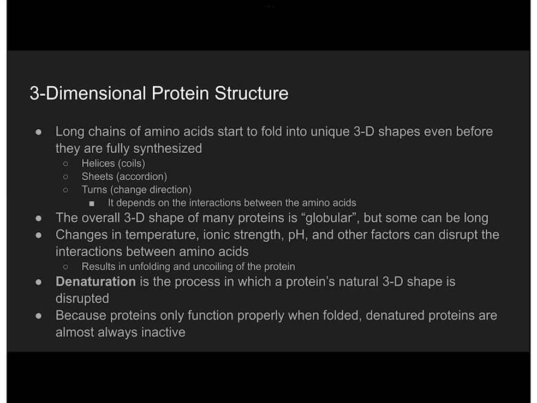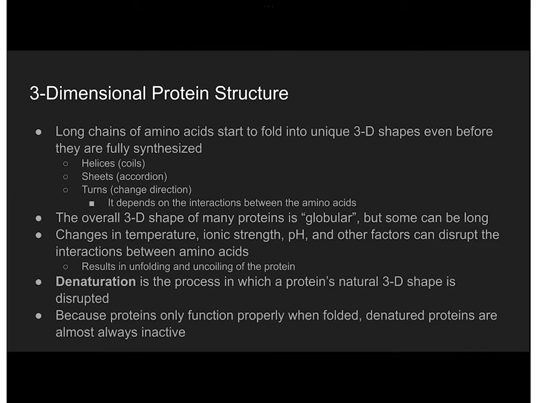Now, the shapes that they make, where and when, depends on the interaction between amino acids. And by interactions, I mean intermolecular forces, which we have talked about. Depends on what intermolecular forces are there. But the overall 3D shape of many proteins is what's called globular, but that just means that they're kind of an irregular sphere. So once they get all those shapes together, they end up in this weird, awkward sphere. But some can be long, fibrous structures.